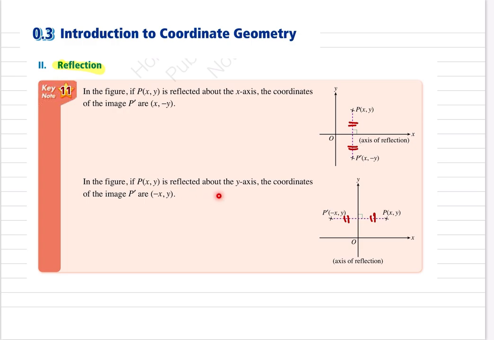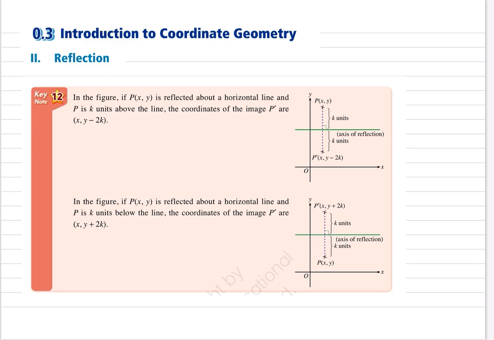At the same time, it can be reflected about the y-axis. The y-axis is here, so it goes from left to right or right to left. The distances are the same. So if it is originally x, then it becomes minus x. Or the other way around, if it is originally minus x, reflected about the y-axis, it becomes x.